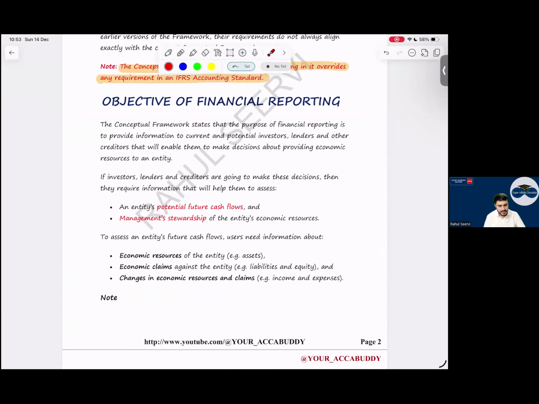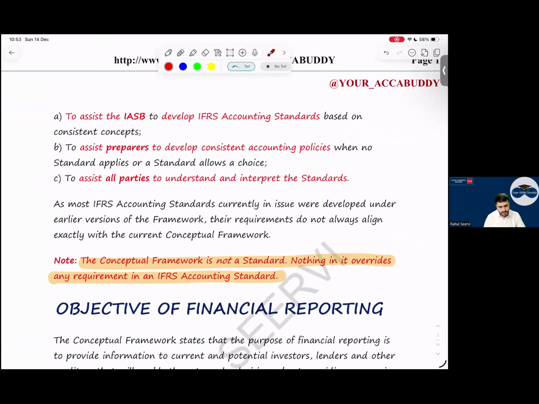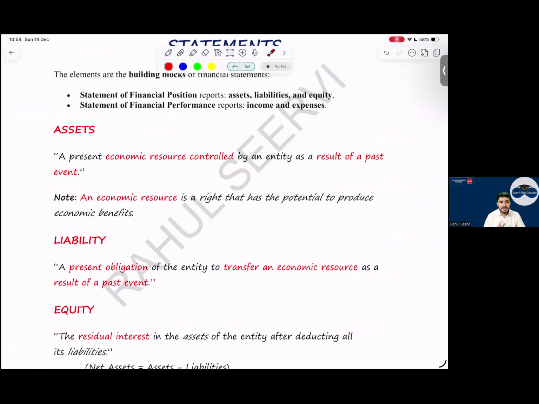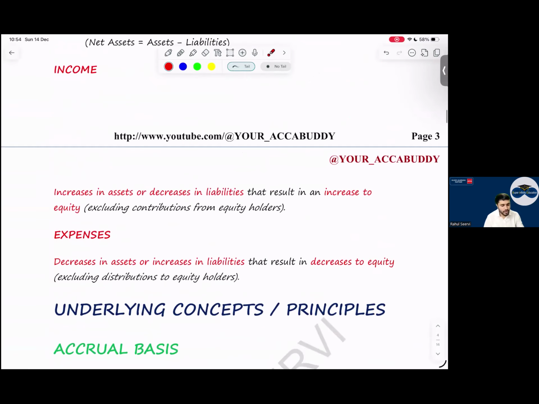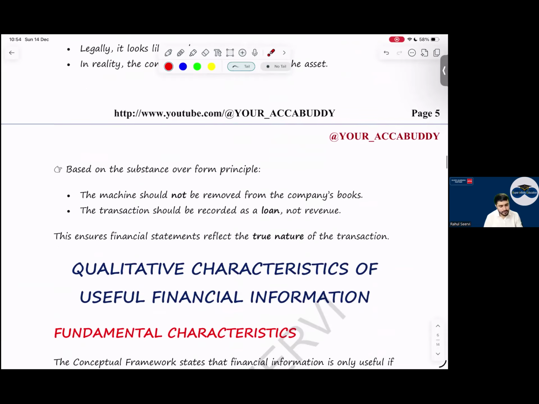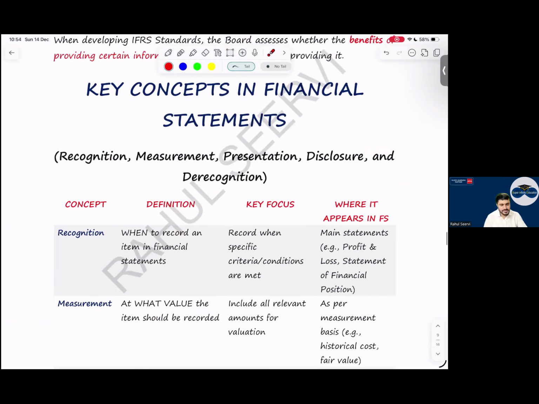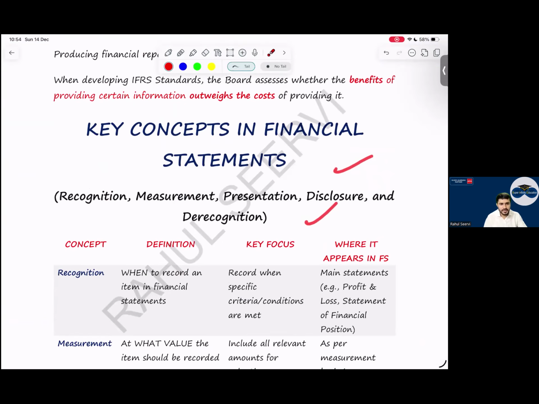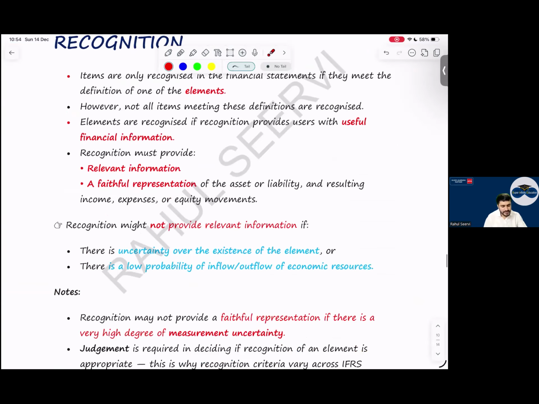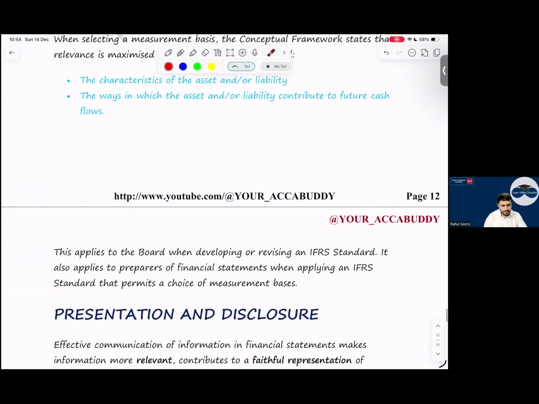So with this, these two topics are done at a basic level, not so important. From exam advice, as I mentioned, what is important? We'll take a good break now, come back and discuss the first 5 elements. Asset, liability I will discuss in detail because we have seen questions on them. Then the underlying basics, accrual and matching, you already know, we will revise that. Then we will come to the qualitative characteristics. Then we have key concepts in financial statements, which are important, no need to ratify. Then recognition, derecognition, measurement. With this the part is done. Today we'll complete this.